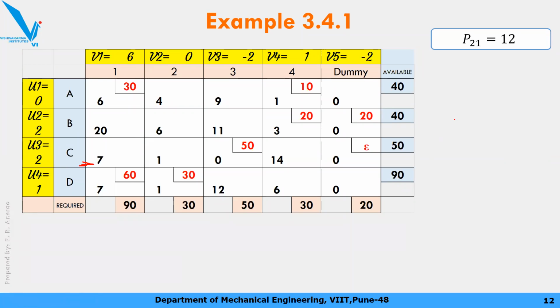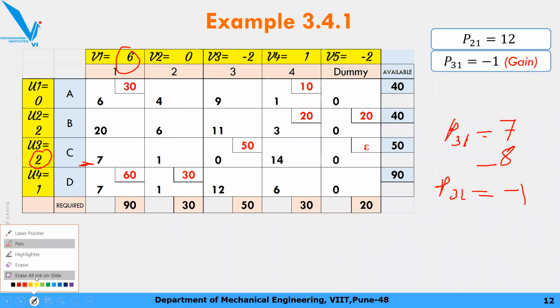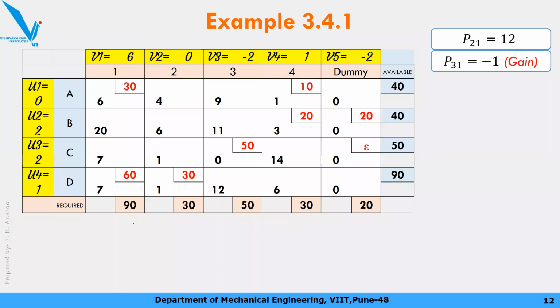Now for this one I'll do P row number 3 column number 1. The cost is 7 minus u plus v. u कितना है इसको 2, v कितना है 6, so 8. So that means P31 penalty is equal to -1. Okay, so there could be a gain here. Let's do the calculation for next unoccupied cell. Penalty for row number 1 column number 2. Okay, the cost is 4 minus u plus v. u is 0, v is 0, so minus 0. So penalty is equal to positive 4.